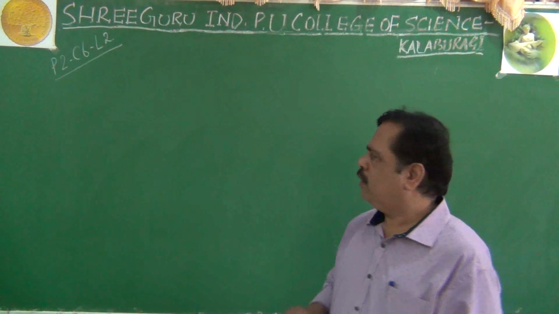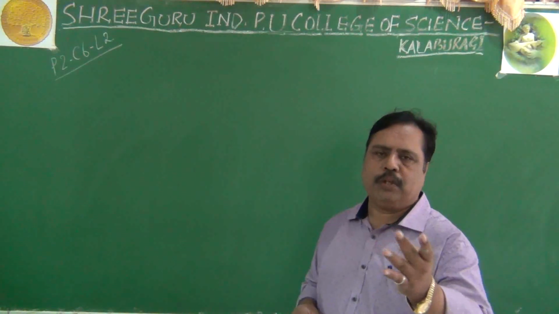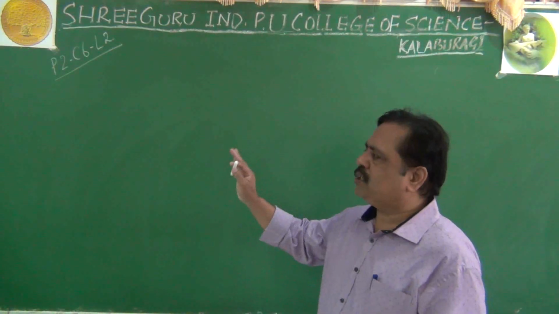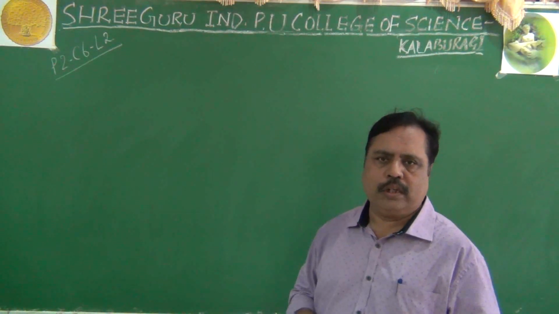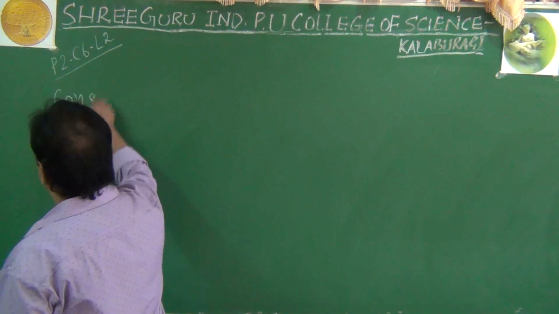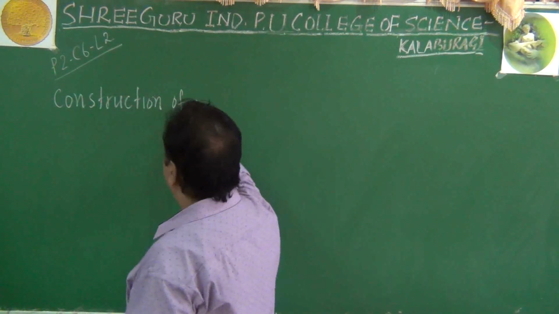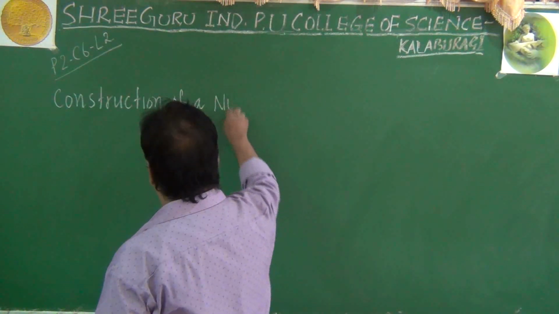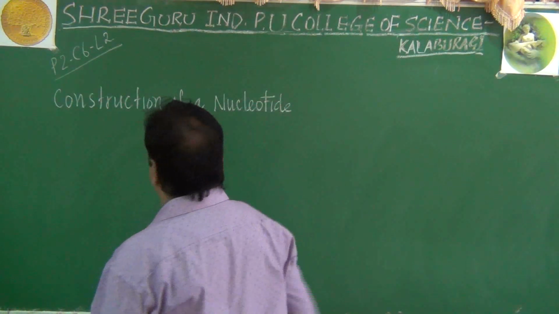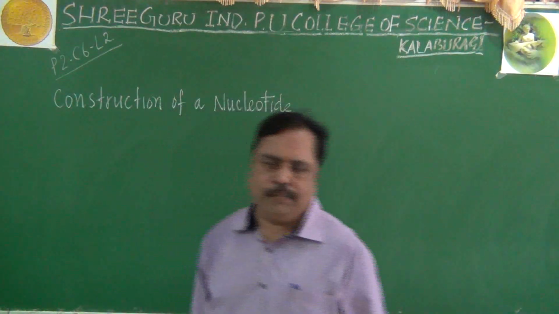Now listen. By using these three components, namely sugar, phosphoric acid and nitrogenous base, how to construct a nucleotide, we have to learn here. Let me explain to you about the construction of a nucleotide by using these three raw materials, we have to remember here.